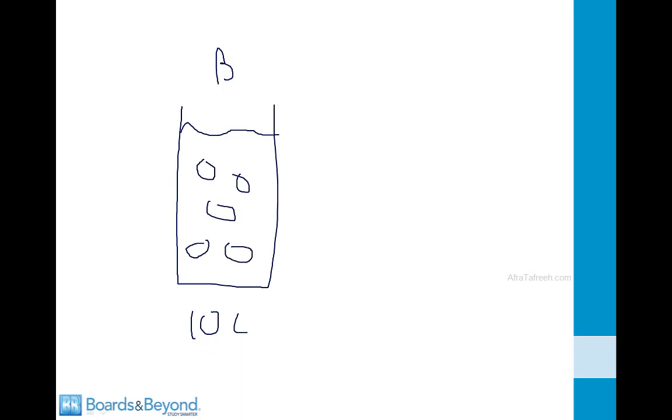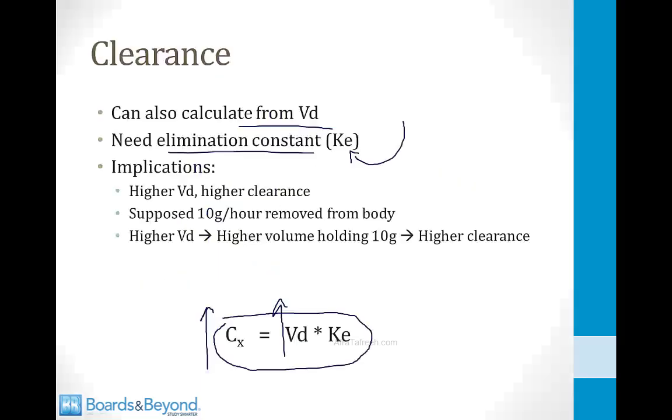Now the kidneys excrete drug B the same way they do drug A, so they're going to remove these 5 grams. But the clearance for drug B is going to be much greater. By removing 5 grams of drug B, you've just cleared 10 liters of fluid because its volume of distribution is so much higher. When you removed 5 grams of drug A, you only cleared 1 liter of fluid. So going back to our slide, this is why when the volume of distribution goes up, the clearance goes up.